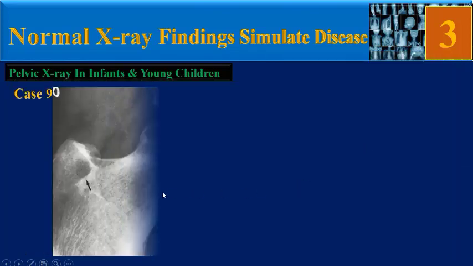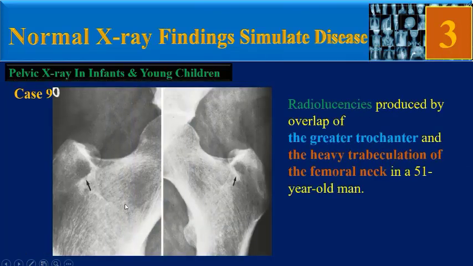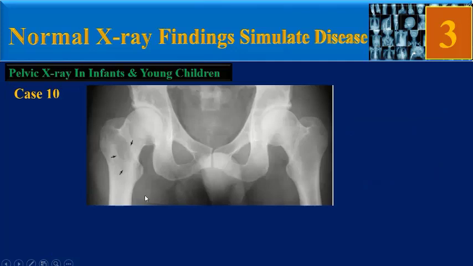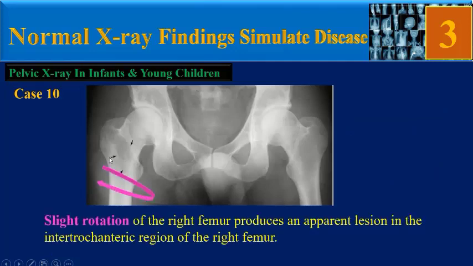Case 9. You can see radiolucencies produced by overlap of the greater trochanter and the heavy trabeculation in the femoral neck in a 51-year-old man. Case 10. Slight rotation of the right femur produces an apparent lesion in the intertrochanteric region of the right femur.